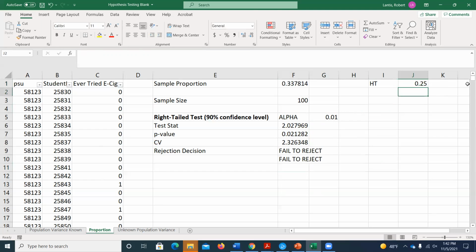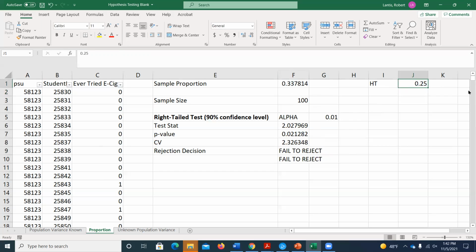So with 99% confidence, I couldn't quite reject the assumed true value that a quarter of kids have smoked electronic cigarettes, right? I can't say it's actually that high. I can't say that it's greater than that, even though I found strong sample evidence, right? But it's because my sample size is lower.